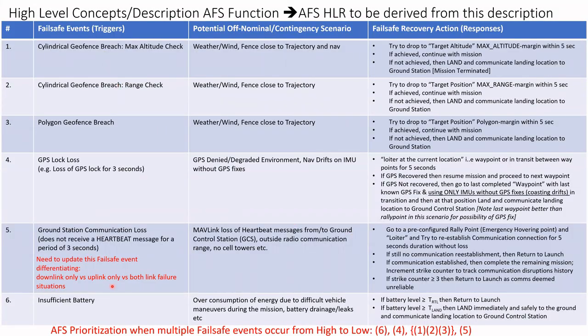So these are the six high-level events that the advanced fail-safe function is going to be monitoring. You have the cylindrical geofence, the altitude check, the range check, and then the polygon breach check. So these are all geofence-related breaches. You have the GPS loss being monitored. Then you have the ground control system communication loss, as well as the battery insufficiency monitor. So you have these six different events being monitored, and the advanced fail-safe function essentially is going to be triggering recovery actions based on these losses.